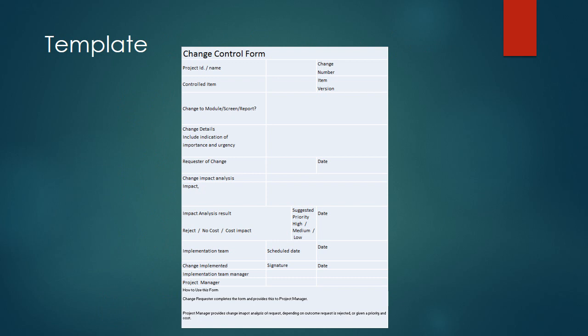If we can see over here what all is documented in the change control, there is the project name, the module being changed, the change details, who has requested the change, and what impact analysis has been done for the change. Then we have a schedule date, the signature of the authority who has approved this change, the name of the project manager, and the name of the implementation team manager.